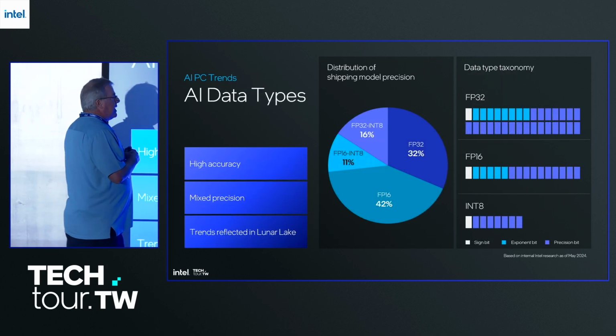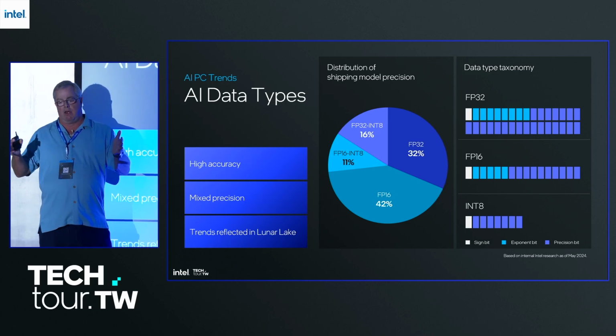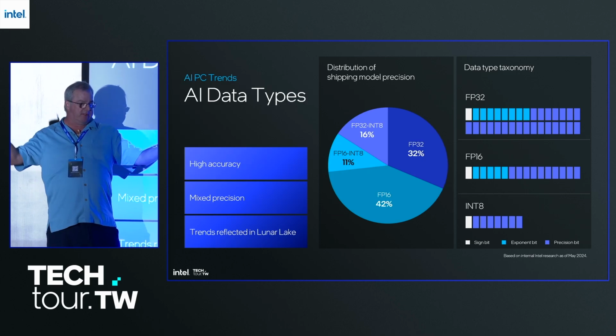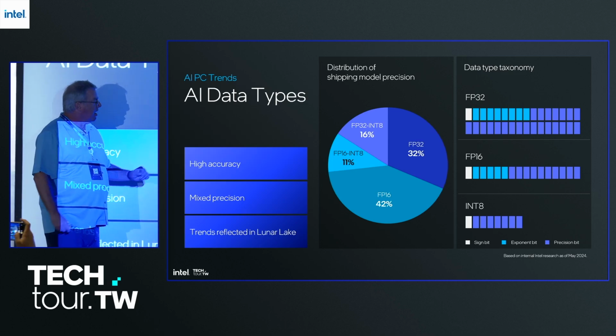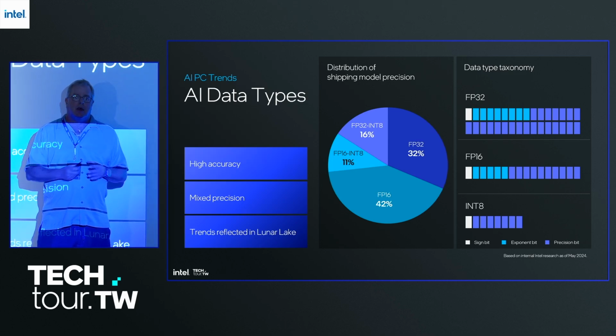Okay, so that brings me to a really important point. PCs are, by their nature, somewhat contained, right? It's not a giant data server. It's not warehouses full of computers. It is a single computer. So how do you run these giant models on a PC?